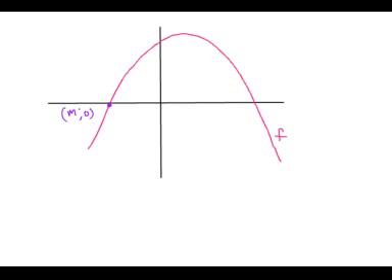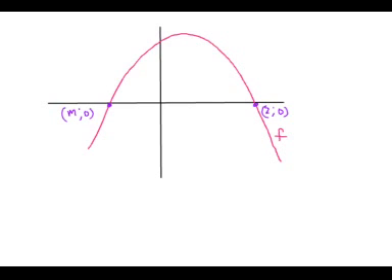We are given the parabola. Let me just quickly try and draw it. The graph of the parabola f is given, intersecting the x-axis at (m, 0), which is that point there, and (2, 0).